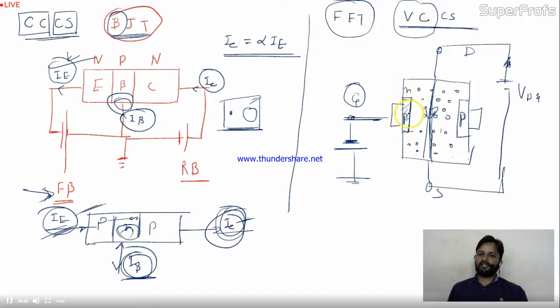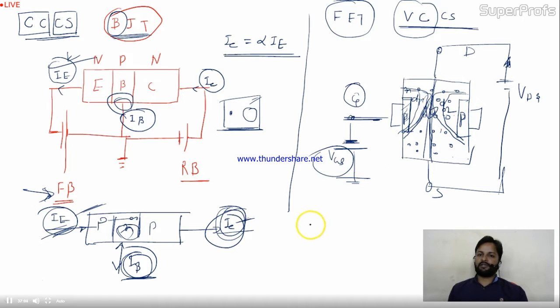So there will be a depletion layer over here, and this depletion layer will become like this. At some value of VGS, these two depletion layers, let's call them D1 and D2, will be very close to each other when you are increasing the value of VGS. So at one moment, the current in the circuit will become constant.